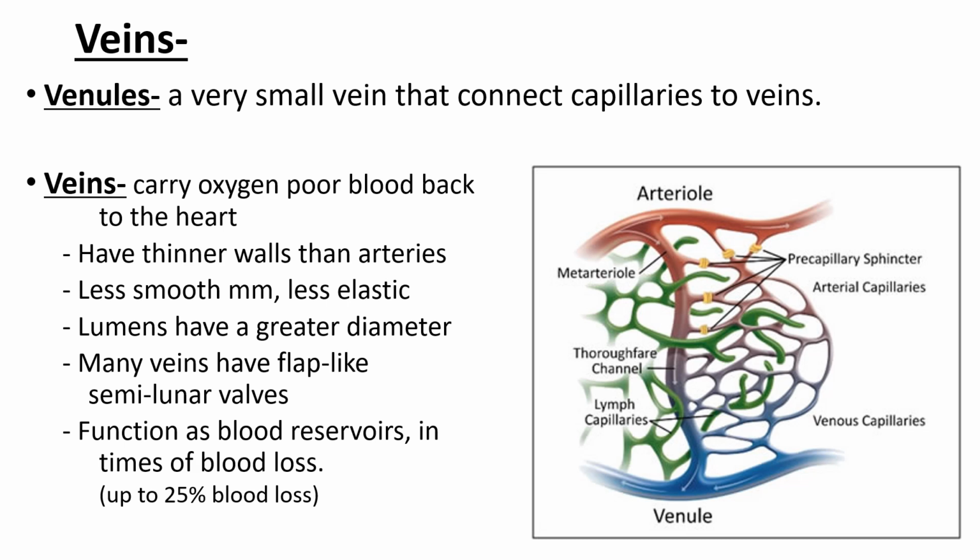Now, as we get closer towards the heart, our venules become bigger, and then we refer to them as veins. So they carry oxygen-poor blood back to the heart. Thinner walls than our artery, less smooth muscle, so they are less elastic. Their lumens, though, have a greater diameter. And something really interesting about veins is they also have flap-like valves, semilunar valves in particular, like our heart does, to ensure this one-way flow of blood.